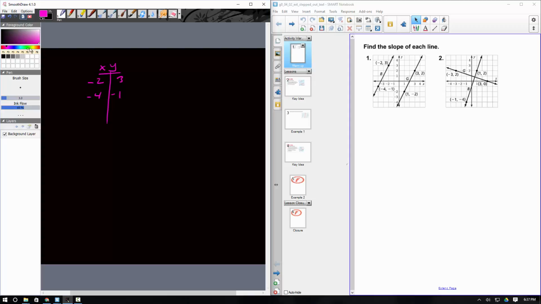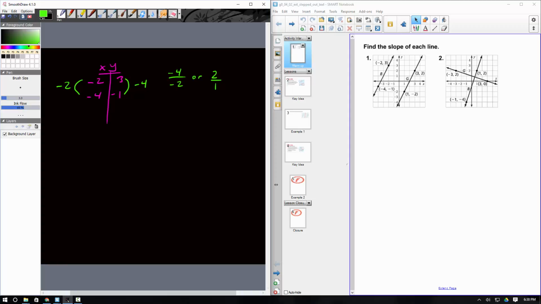If I try to plot these, the difference from 3 to -1 is -4, and from -2 to -4 is -2. So my change in y over my change in x is -4 over -2, or 2 over 1. Let's just see if that works. If I go up 1, 2, and over 1, up 1, 2, over 1. So that's this one.